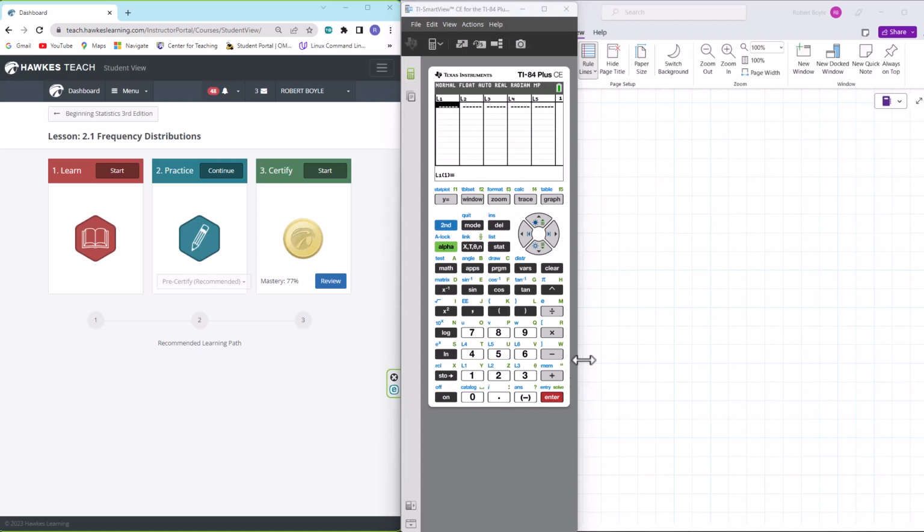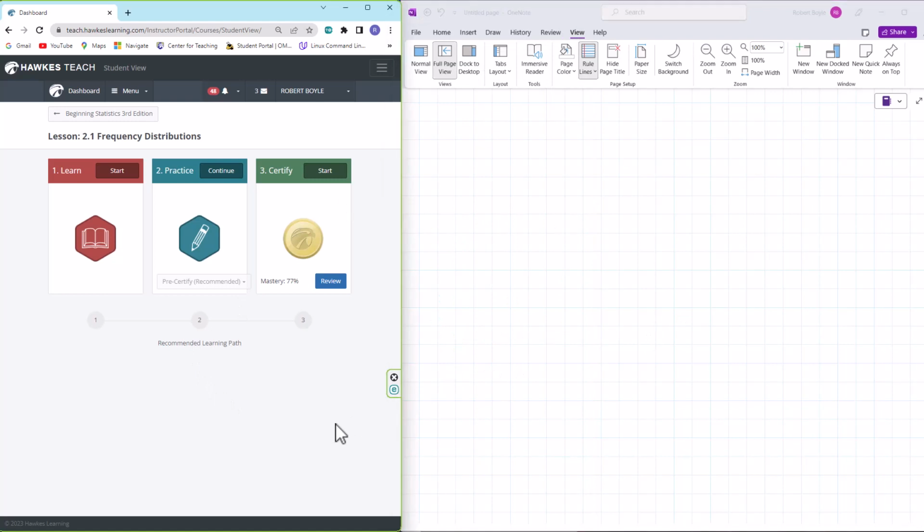One of the things that you will notice about Hawkes Learning is that we have three sections. The first one is Learn, which basically goes over the exact same material that I do in class. We have Practice, where you can practice what you've learned before you certify, and this is where you do your homework. Notice that if you get 77% of all the problems correct, you will have certified, and if you certify before the due date, you will get 100.